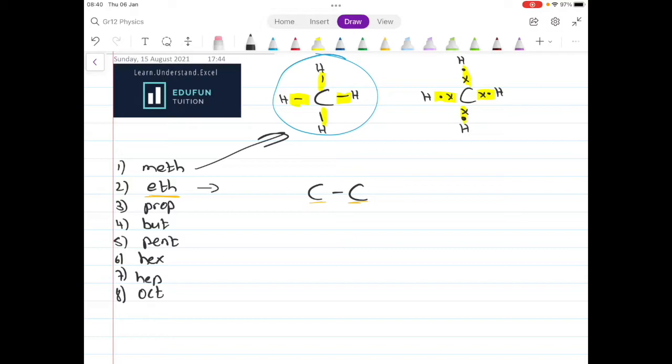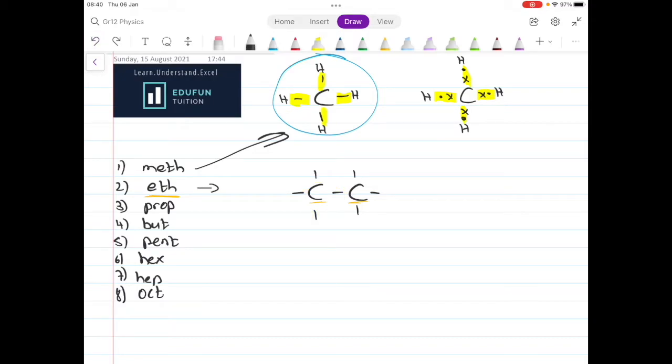And then 1, 2, 3, 1, 2, 3. But essentially it's 4 in total. So if we have a look here, 1, 2, 3, 4. So there's 4 bonds still. So that's what you need to keep in mind, that carbon needs to have 4 bonds. And once you know that, you should be fine.